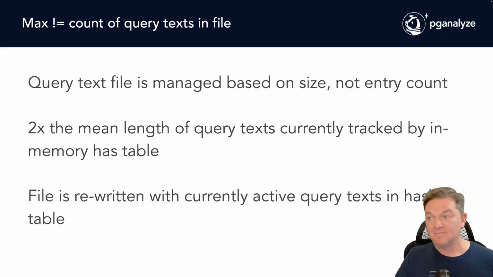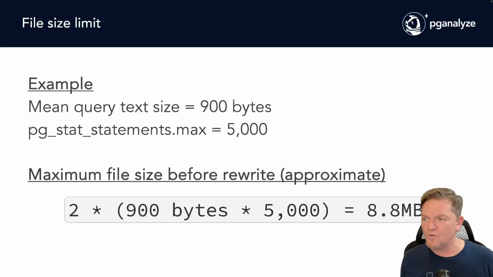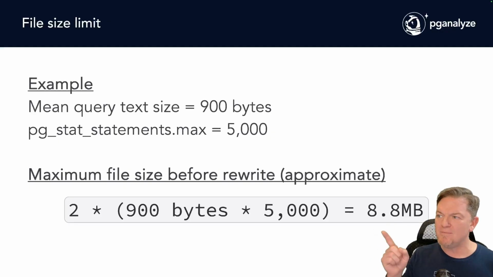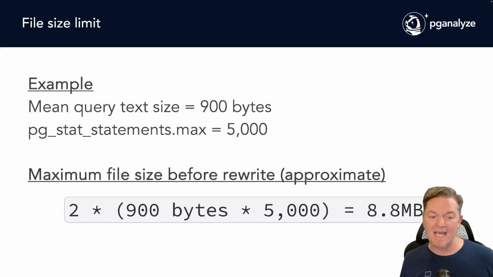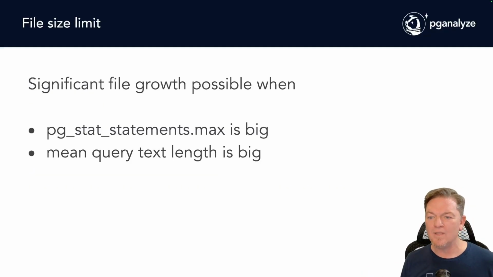If I track, going back to the last discussion we had, 10,000 or 20,000 or 50,000 statements, this file can grow very large. As a really quick example, I happened to query my local copy of a Postgres server I had, and it was set to 5,000 queries. I had about 5,000 queries in there. The mean length of my query text was about 900 bytes times 5,000, and then twice that meant that my file could grow to about 8.8 or 9 meg before pg_stat_statements would rewrite it. Just recognize this file size limit really can grow pretty quickly.